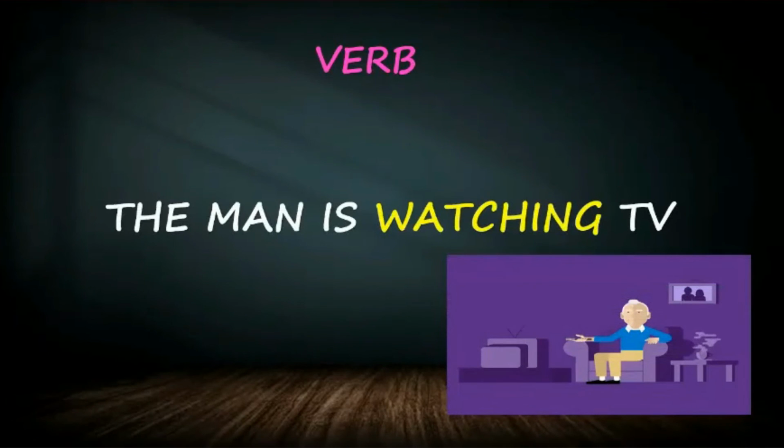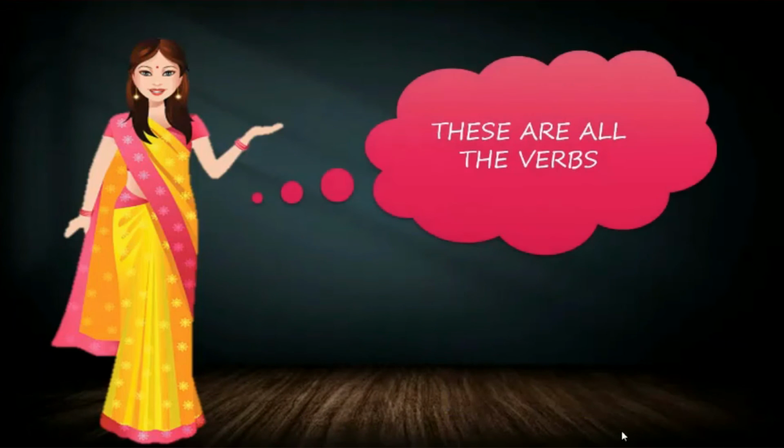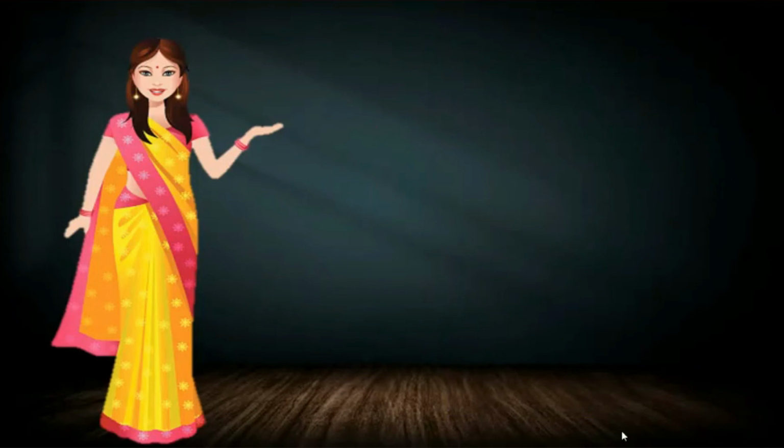The man is watching TV. What is the noun here? Yes, the noun here is the man. And what is he doing? He is watching the TV. So what is the verb here? The verb here is watching. And what is the spelling for watching? W-A-T-C-H-I-N-G, watching. These are all the verbs.